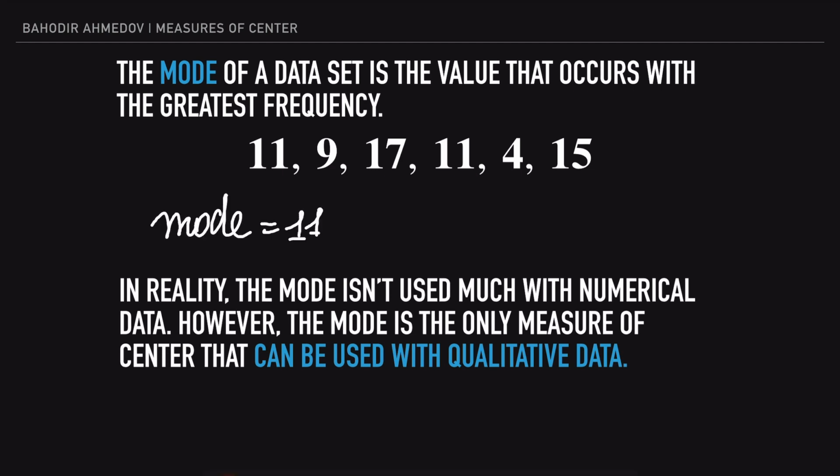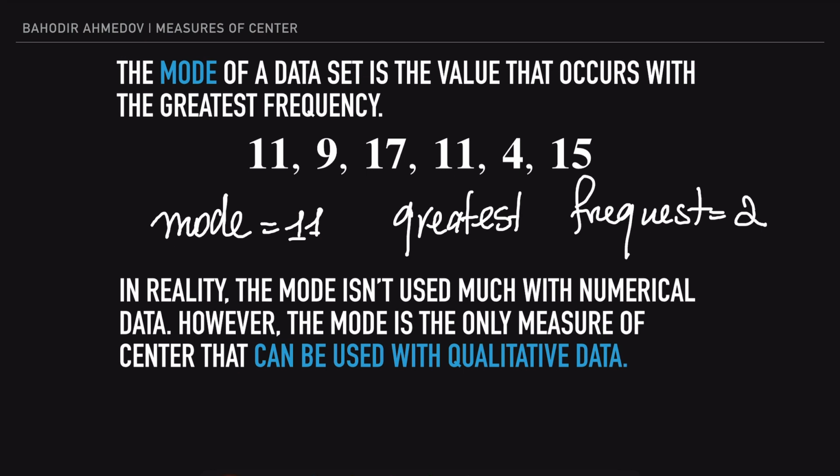Please note that the mode is not the number of the greatest frequency. The greatest frequency for this set is equal to 2, while the value with the greatest frequency is equal to 11. In reality, we don't usually use the mode for numerical values or data sets with quantitative data. We usually use the mode for qualitative data, for example, to know which color of shirts has the greatest frequency in the class. For example, the white one, and so on.